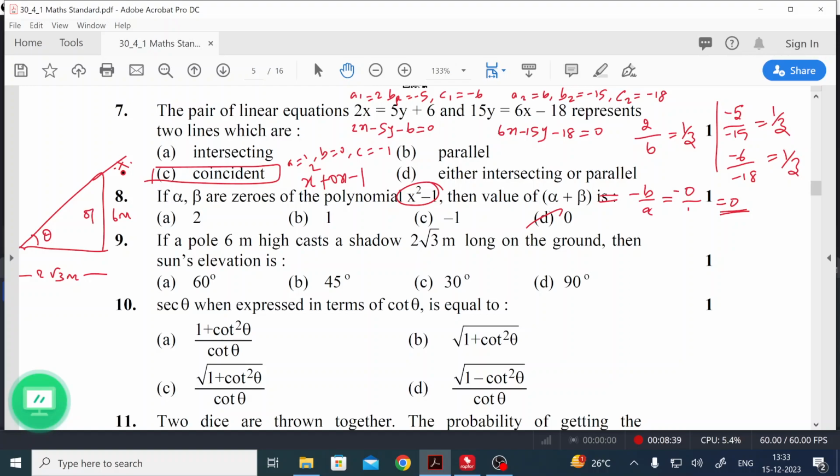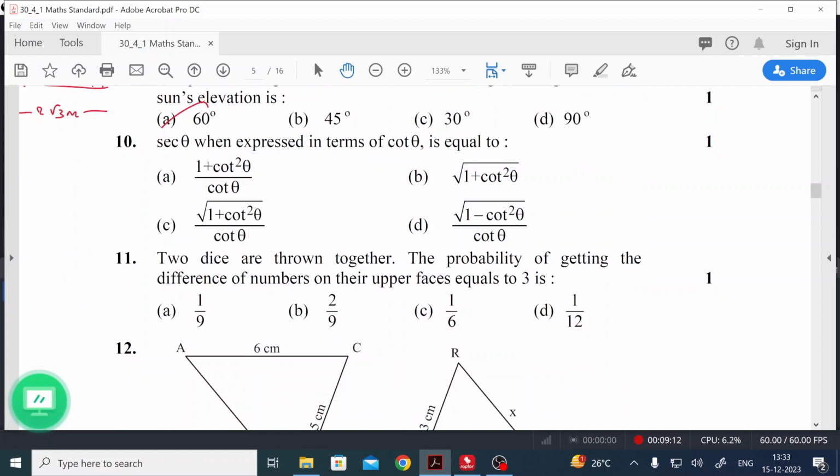Angle opposite is given. Adjacent also given. Now we have to use tan, because opposite adjacent means tan only. Then tan theta is equal to 6 divided by 2 times root 3. 1 time how many times? 3. The 3 we can write as root 3 into root 3. So 1 root 3 cancels, in the sense I am getting root 3. For what value of theta will tan be root 3? 60 degrees. 60 degrees where? Option A. Do you understand? Like that you have to write.